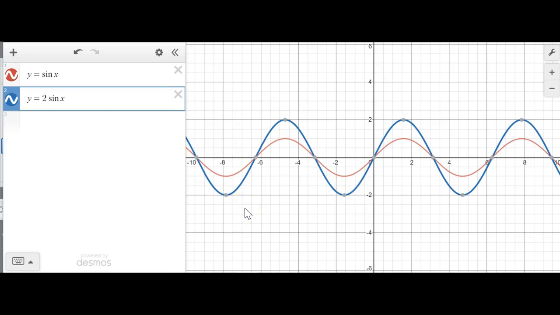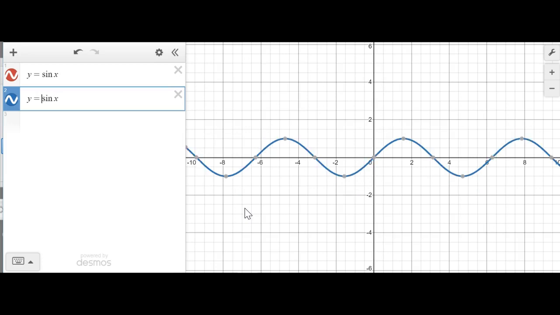Just to clarify something here, if I make that a parameter negative, so let's say we do negative sine of x, it actually flips over the center line, the x-axis. Where it used to go up, it now goes down, and where it went down, it now goes up. So this is what the negative will do if I put a negative amplitude in there. Restoring back to the sine of x.